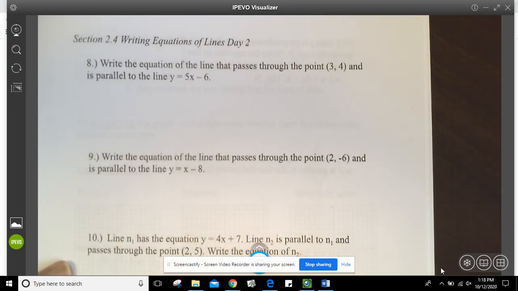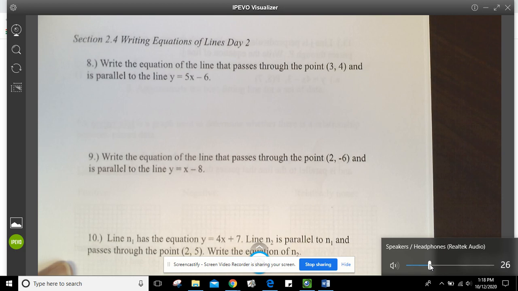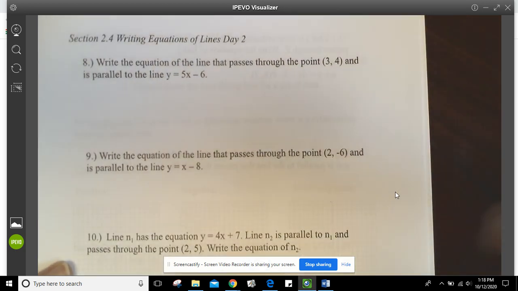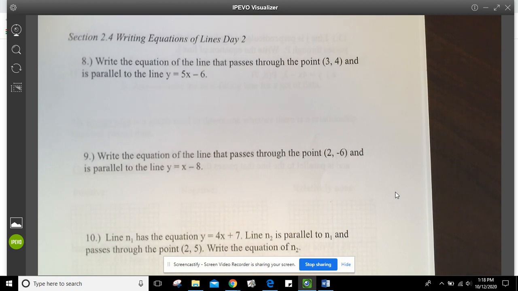All right, so this is writing equations day 2. So we're going to be using the same formulas that we did the last time, just different types of problems they're going to be giving us.